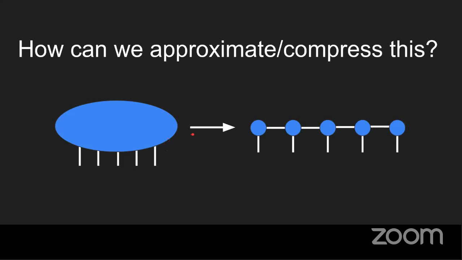And so instead of doing machine learning on this huge tensor, we're going to be doing machine learning on this tensor network. And again, this thing is called a matrix product state, or an MPS.